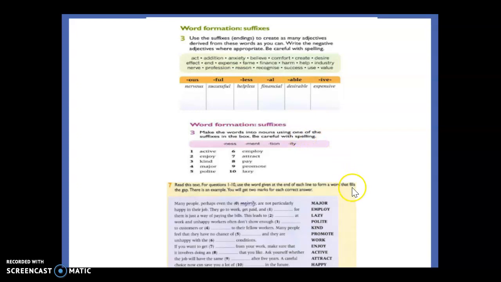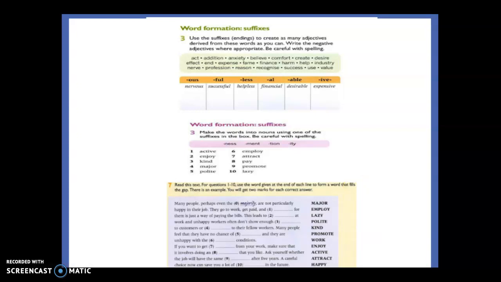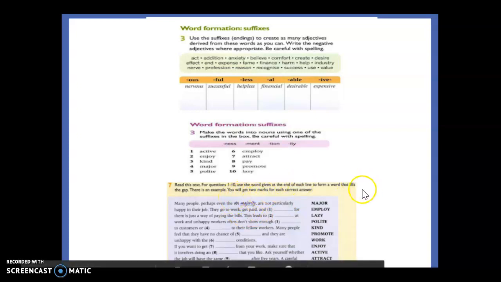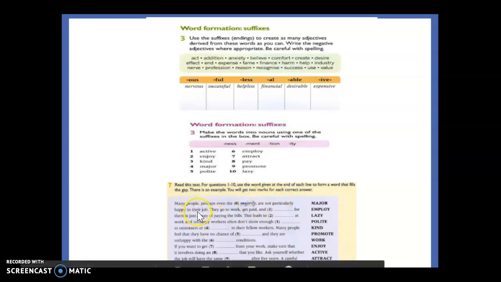And finally, here you have a text. Everything is in a Word file, so do not worry if you cannot see everything here. You have a text, and there are some words at the end of the line that should be placed in the correct space. But when you place these words in this column, you should add the specific suffix to form the correct complex word you need. For example, it says, many people, perhaps even, we do not say even the major, we say even the majority, are not particularly happy in their job. They go to work, get paid, and you have to choose how to form a complex word out of this word here to have the correct version of the word needed in the text.